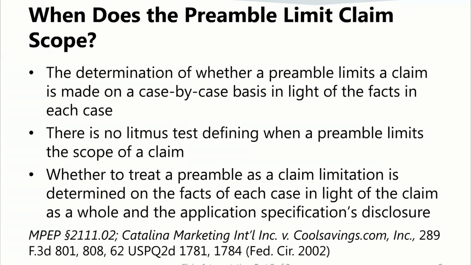However, if the preamble is necessary to understand the scope of the claim, for example, if it is necessary to give life, meaning, or vitality to the claim, then the preamble limits the scope of the claimed invention, and it must be treated as a limitation of the claim. It is essential that you read each part of the claim by itself as well as reading them together in order to make an appropriate interpretation.